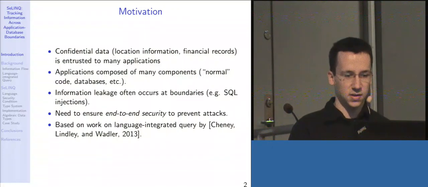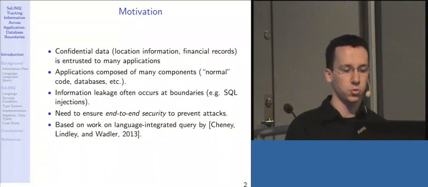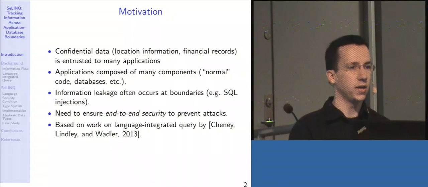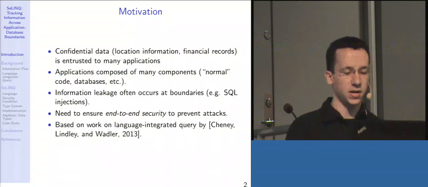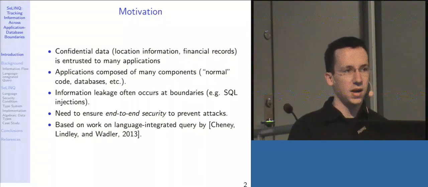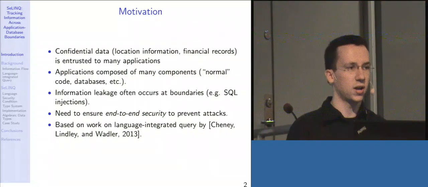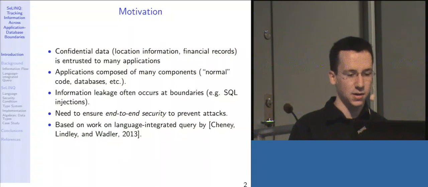So the basic problem is that we have a lot of confidential data on our devices. It could be location information, it could be financial records. And we give that data to quite a number of applications, which are not necessarily trustworthy. And these applications are pretty complex. A typical web application would be composed of many different components. It would have normal code, it would have database queries and stuff like that.